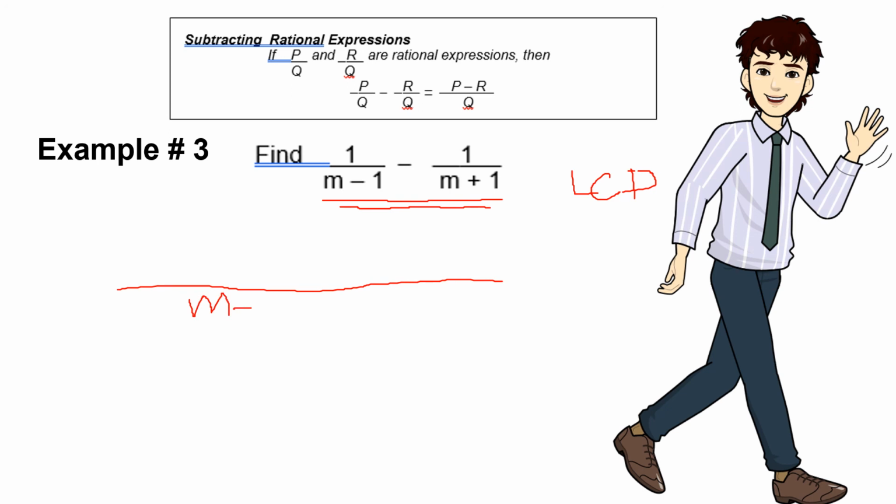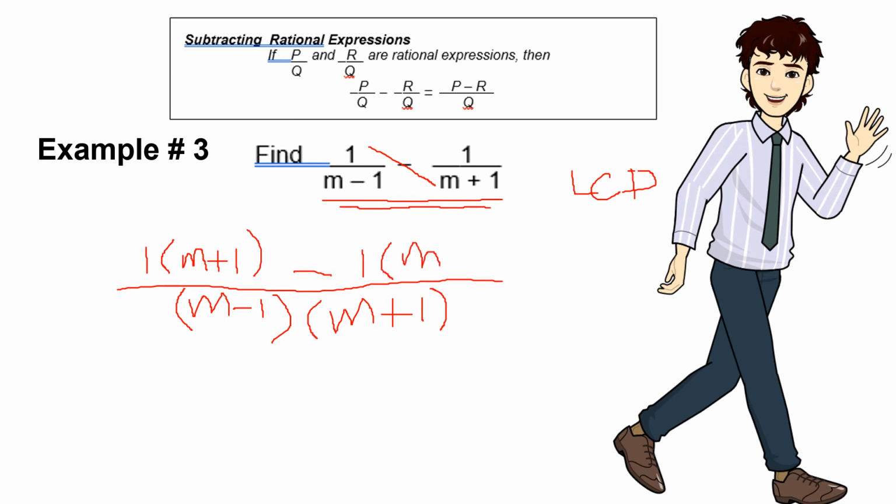And our LCD is m minus 1 and m plus 1. Automatic, ito na yung denominator natin. Ito na yung gagamitin nating LCD. Kasi wala naman tayong common sa kanilang dalawa. So, pwede natin gamitin yung cross product. So, this becomes 1 times m plus 1. So, magkakaroon tayo ng 1 times m plus 1. Then, minus the operation, 1 times m minus 1.